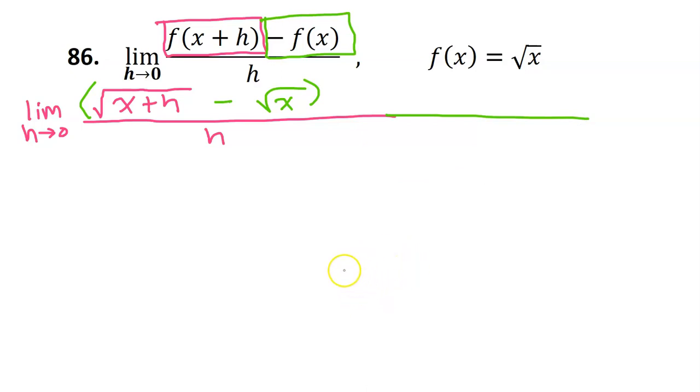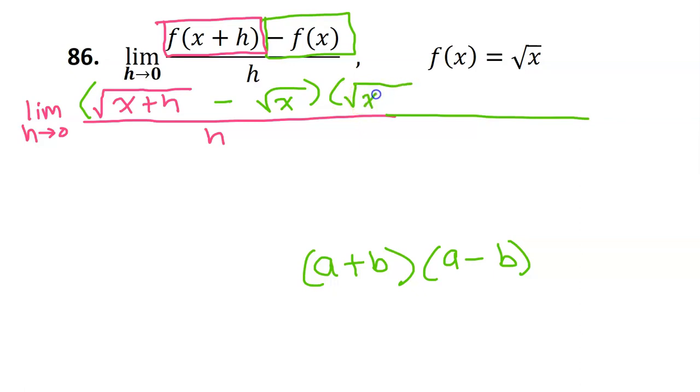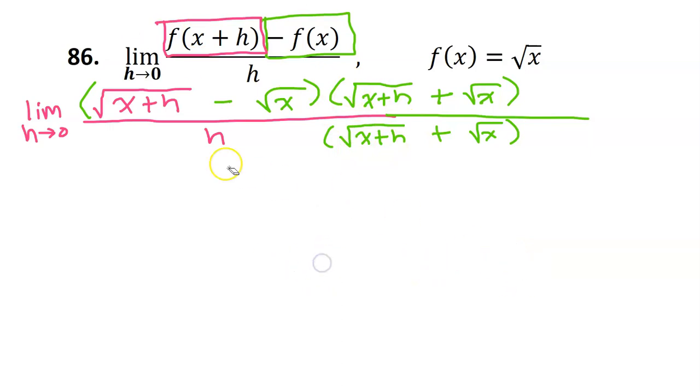I haven't done this on this video, so let me just remind you, when I'm saying conjugate, if I have a plus b, the conjugate would be a minus b. So if I have the square root of x plus h minus the square root of x, the conjugate is going to be the same exact thing except with a plus instead of a minus. So I will have the square root of x plus h plus the square root of x. This is only allowed if I do the same thing in the denominator. So I will also multiply by the square root of x plus h plus the square root of x in the denominator. This way, I'm really just multiplying by 1, and I'm not changing the value of the problem.